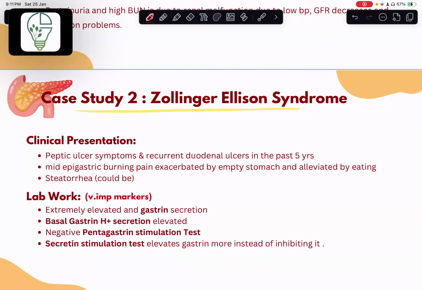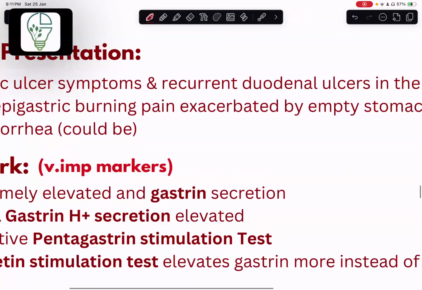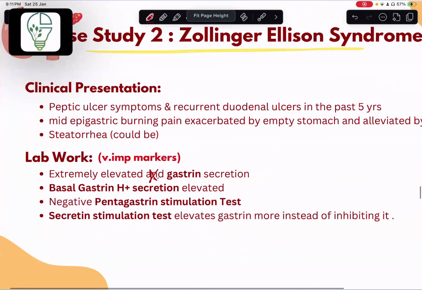I think they mentioned that later on in the case, so I put it. And then we have the lab work. Let's discuss the lab work. The markers in the lab work are very important, and the doctor stressed about them. So it's good to know them. First of all, the patient had extremely elevated gastrin secretion.